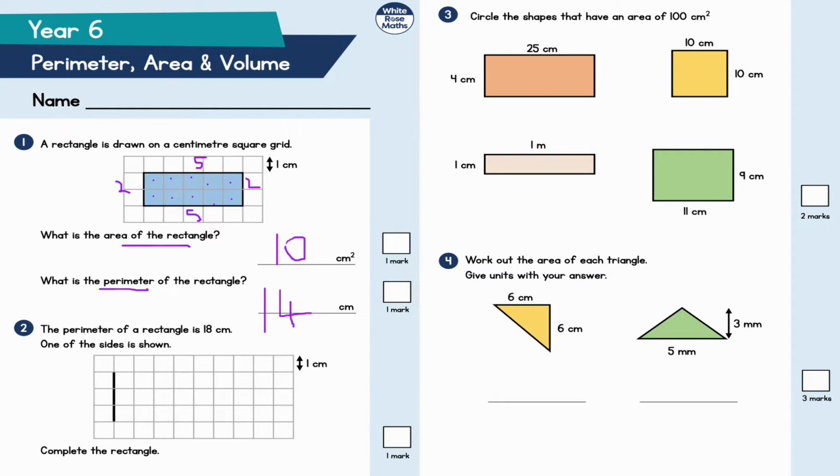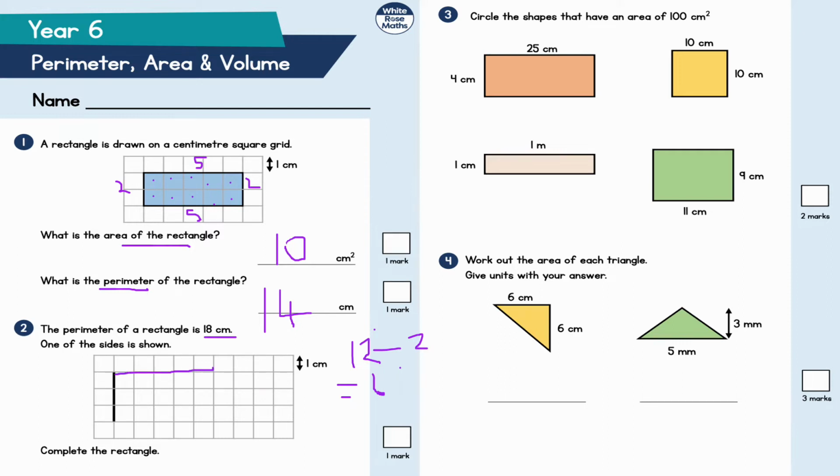This is question number 2. The perimeter of a rectangle is 18 centimeters. One of these sides is shown. Complete the rectangle. So I've got a 3 here, and then I'm also going to have a 3 here somewhere. Now 3 plus 3 is 6. If I take 6 off 18, I get 12, which means that I need to half it to work out the length of my rectangle. 12 divided by 2 is 6. So it's going to be 3 by 6.